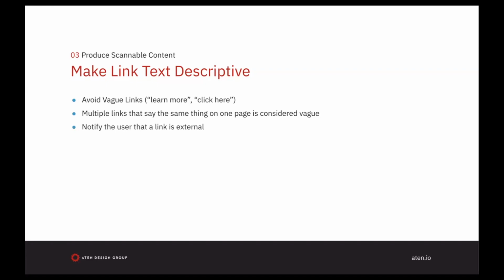We also want to make sure we notify the user that a link is external, as well as notifying the user that a link is a PDF or an XML format or a Google Doc or PowerPoint or just any kind of alternative format that is not a normal HTML page. And logos and image links need text too that makes sense.